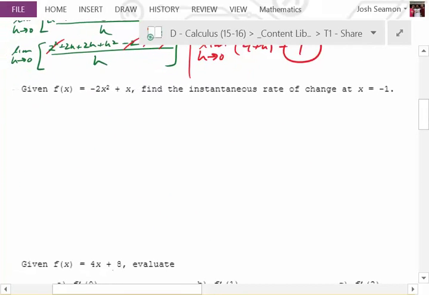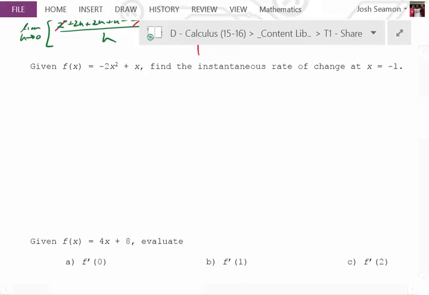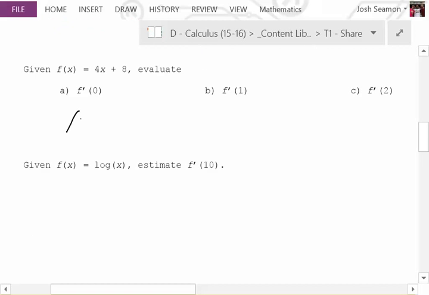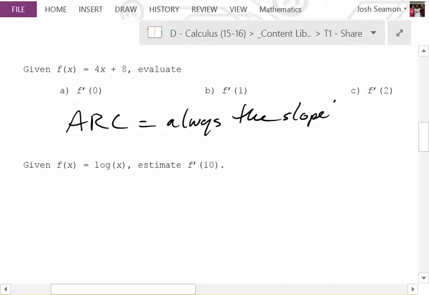Okay, so what I'd like you to do now is I'll count you off. The average rate of change is always the slope when it's a line. Nice.